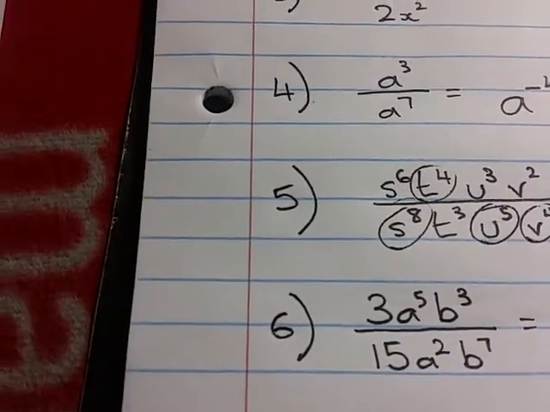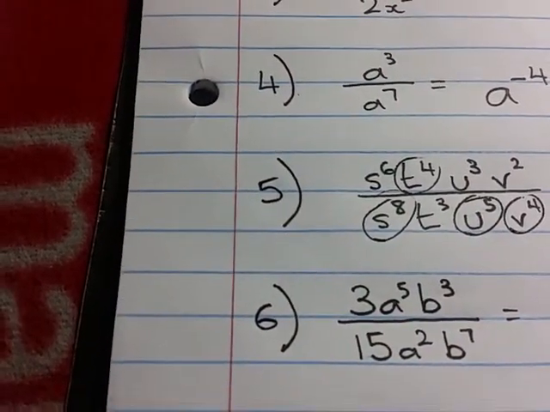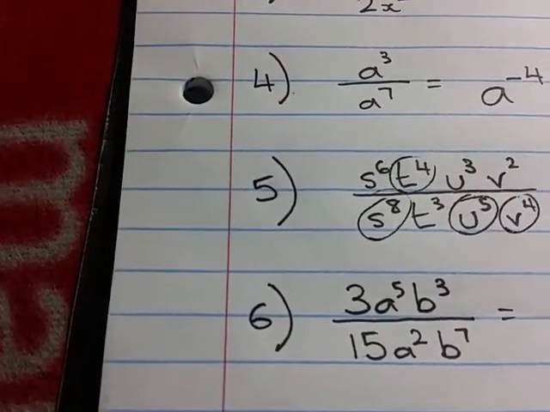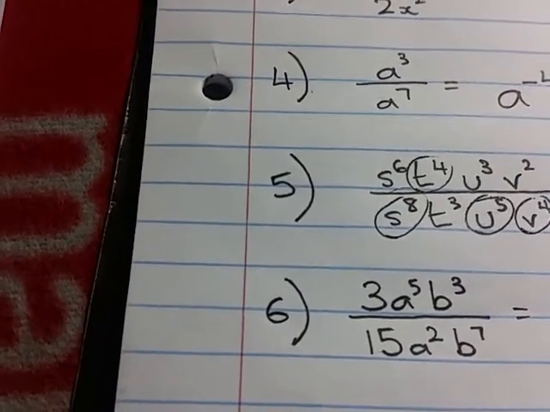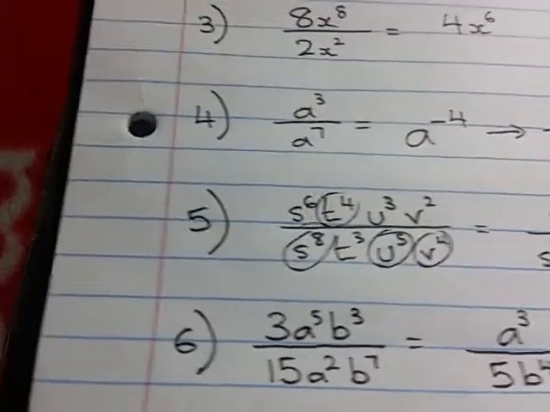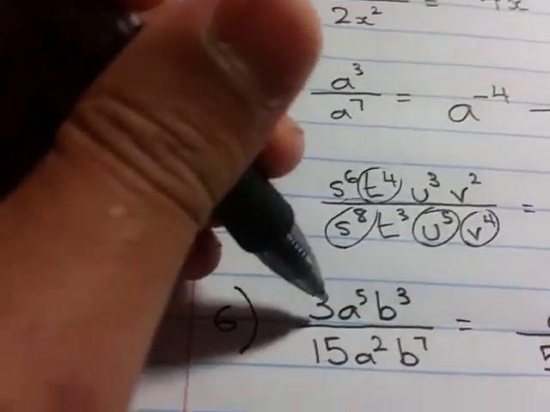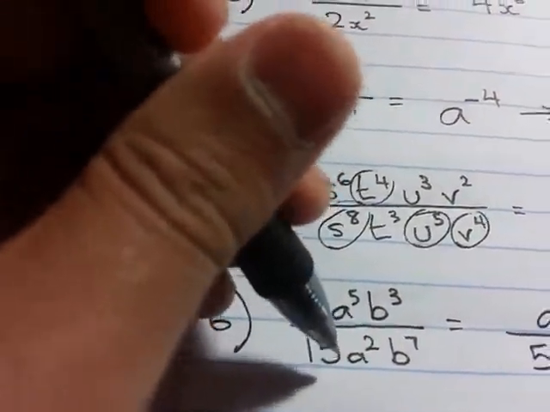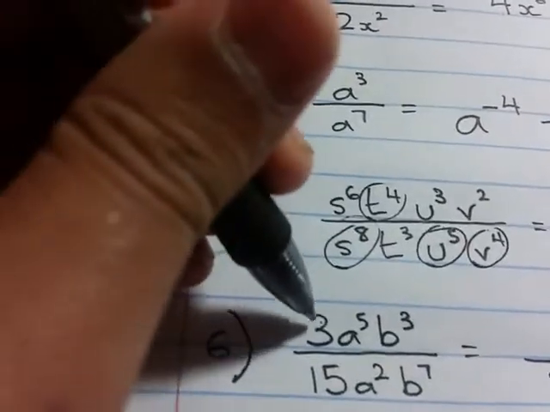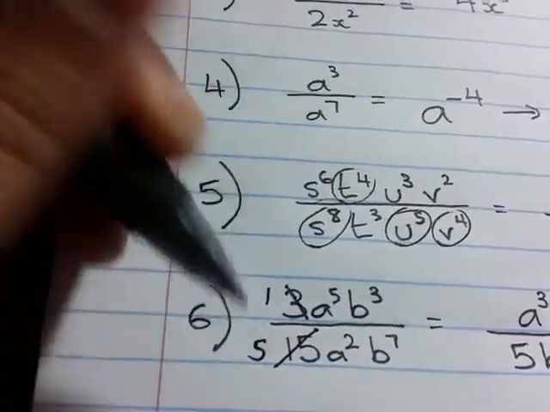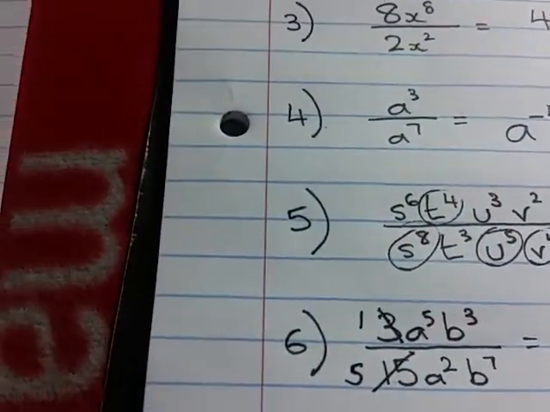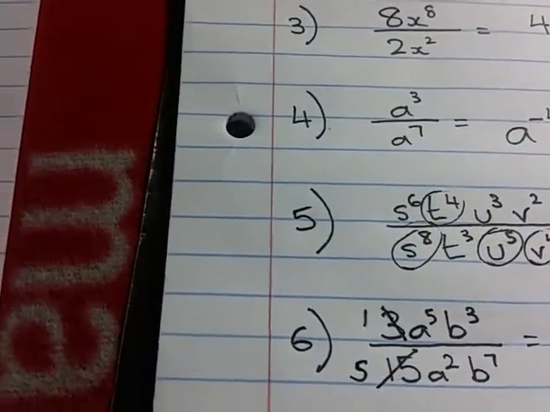Number 6, 3 a to the 5, b to the 3, all over 15 a to the 2, b to the 7. The biggest number that can go into 3 and 15 is 3. 3 goes into 3 one time, 3 goes into 15 5 times. So you should have 5 at the denominator.